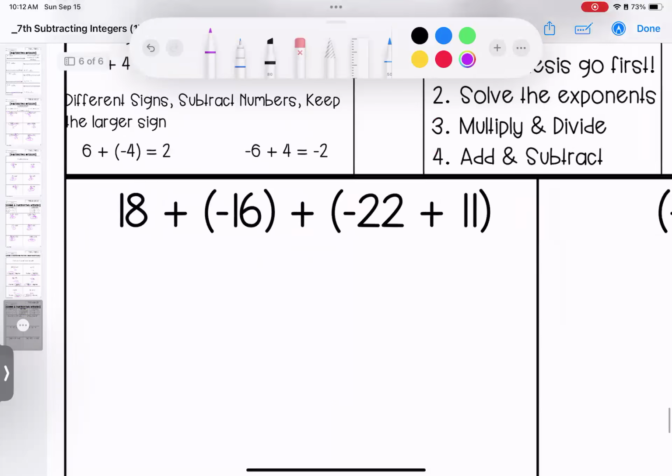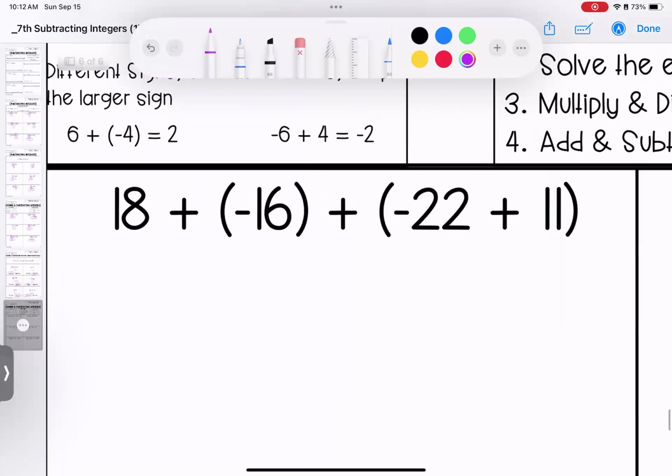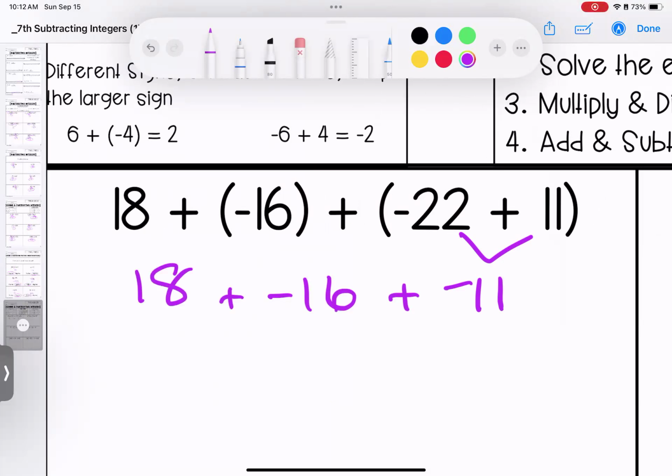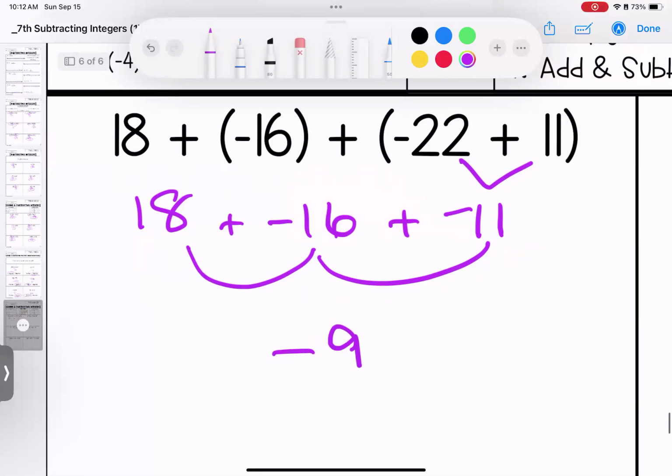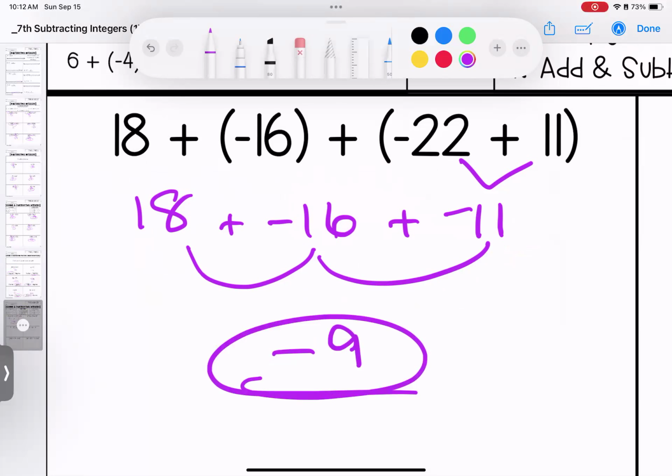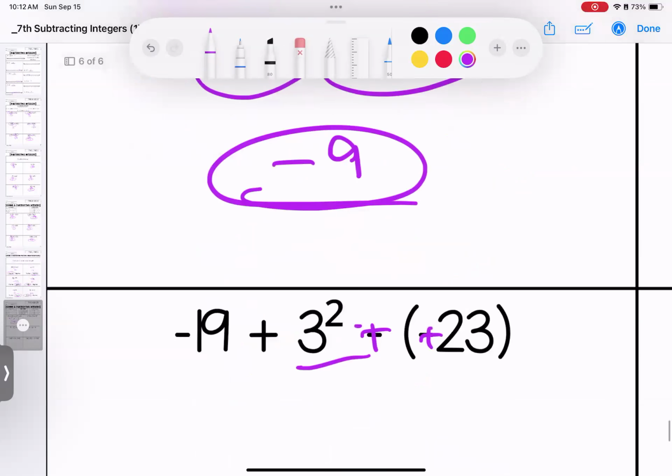All right, let's take a look at the first one. We are going to start with a parenthesis. 22 and 11, opposite signs, subtract becomes 11, and it's negative. Bring everything down. We have 18 plus negative 16 is positive 2, plus negative 11 is negative 9. So again, this part gives you positive 2. 2 and 11 are opposite, subtract them.